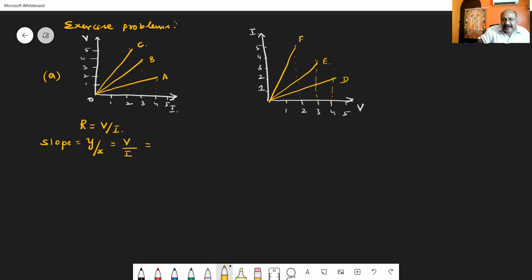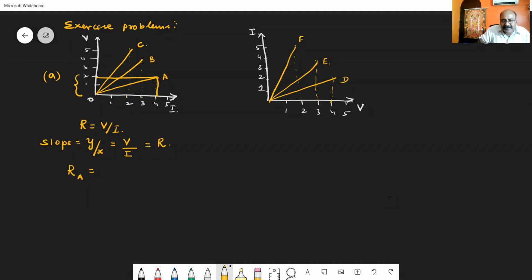So if I take the slope for graph A, graph B, and graph C, I can calculate the resistance. First of all, I am calculating the resistance for A. In order to calculate RA, you drop a perpendicular from the point A to the x-axis. I can drop the perpendicular to the x-axis and also to the y-axis. When I drop the perpendicular to the y-axis, the y-intercept is 0 to 2.